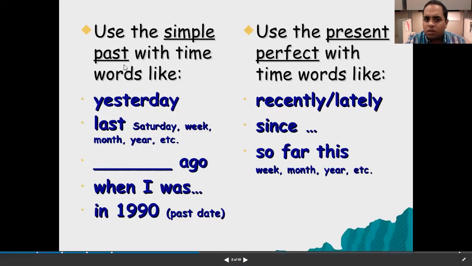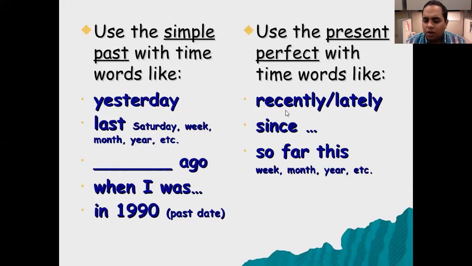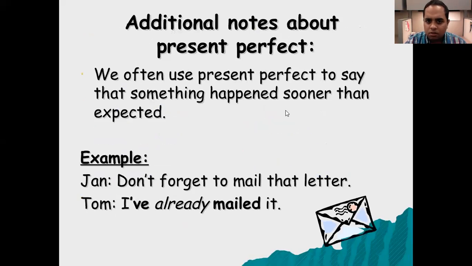Present perfect will not have these words. The present perfect will not have time words. Normally, the present perfect will have words like recently, lately, since, so far, this week, month, year. Okay, again, simple past, the event is complete. Present perfect, the event is not complete, or we don't know the time of the event.